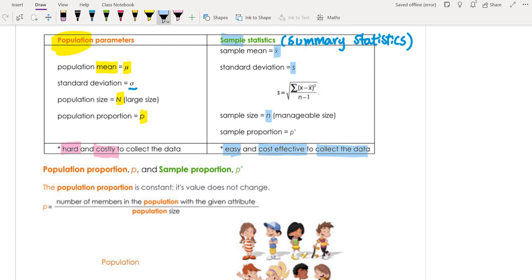To notate the size of the sample, we use a small n, the lowercase n, whereas the uppercase N is for the population. And for sample proportion, which we'll cover in a moment, we use p with a little hat. So you'll see it sometimes with a hat on top like that, or you'll see it like that.